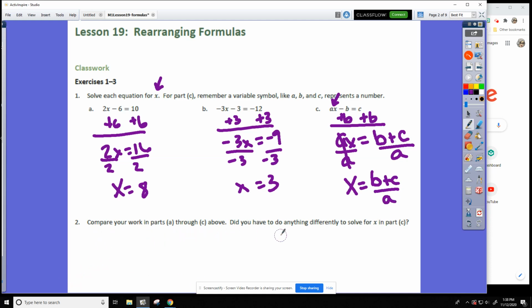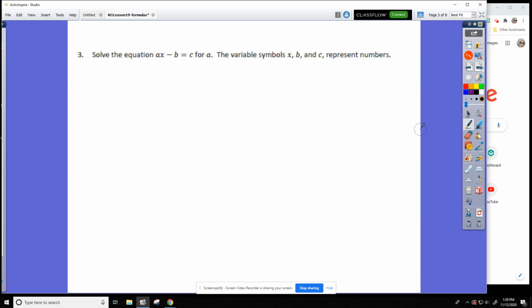Compare your work. Did you do anything different for part C than we did in the other ones? No. We added and then we divided. So no, steps were the same. Now this part right here you don't need in your notes. Oh, I started to write notes. Okay. So that's what we're doing.